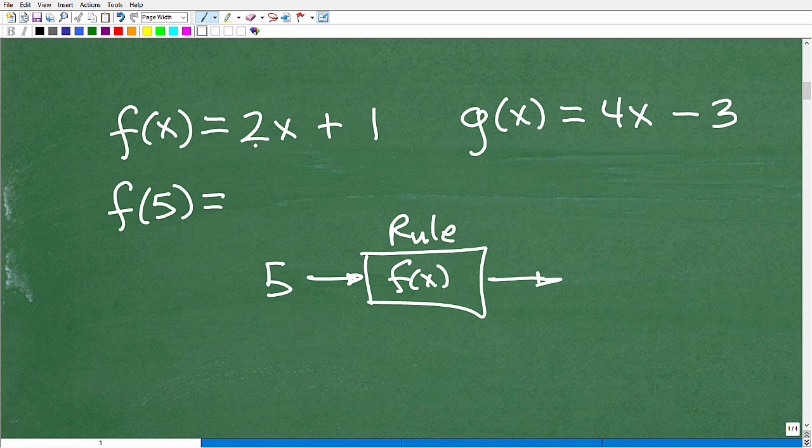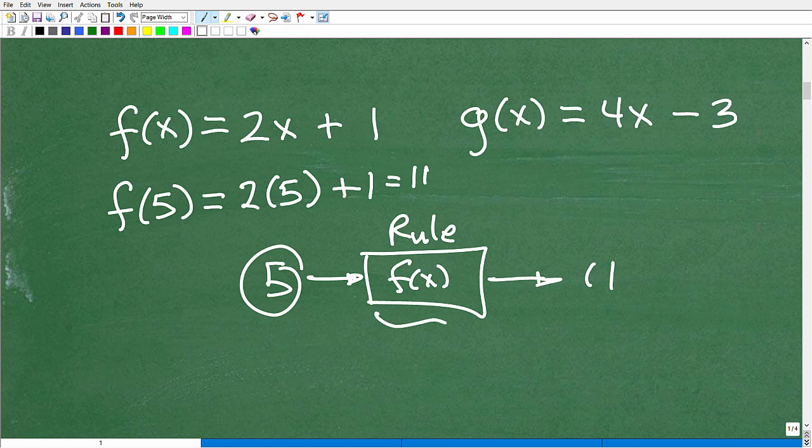And the rule says take whatever you plug in, the input value, which in this case is a 5, and you're going to multiply by 2. So it's going to be 2 times 5 plus 1, okay? So we can see here, this is going to be 10. 2 times 5 is 10, plus 1 is 11, all right? So I put a 5 into this little machine, and 11 popped out, right?